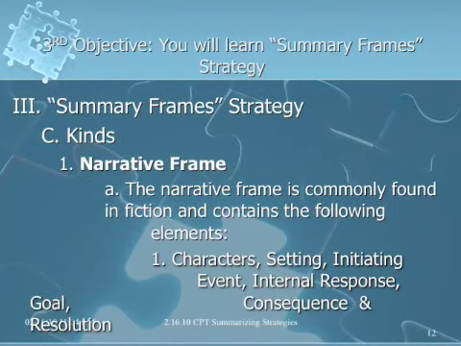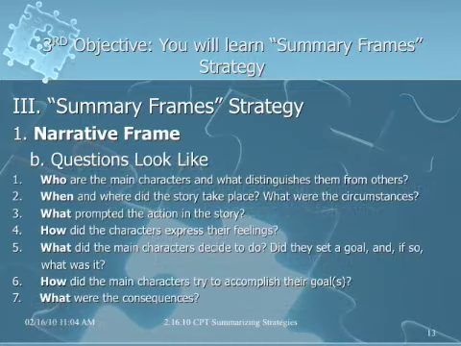The first one is the narrative frame. It's usually what you find in fiction, and it contains the following elements: character, setting, initiating event, responses, consequences, goals, and resolutions. There are seven questions, and this is what they look like. It's basically the who, what, when, and how of the story.